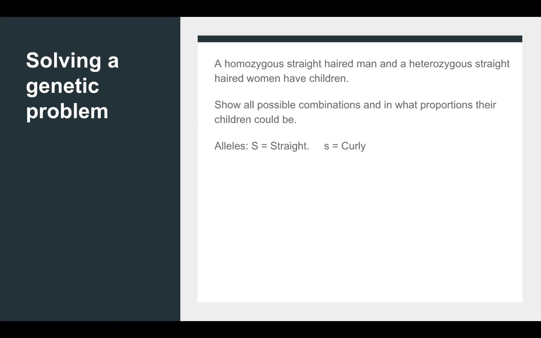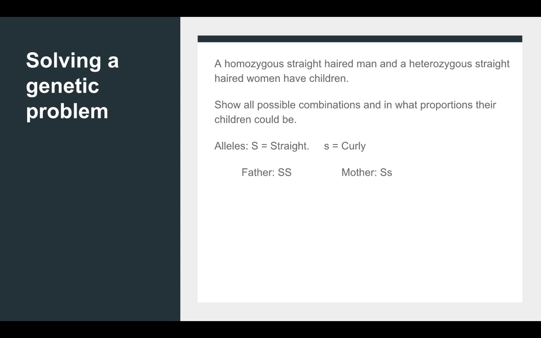Now, firstly, we're always going to write out what our alleles are and how we're going to represent them. So, capital S equals straight, and again, small s equals curly. And next we want to know, what are the combinations of genes that the parents have? Now, we're told that the father is homozygous and has straight hair. Therefore, he has two of the same gene, or the same allele, I should more correctly say, that produces straight hair. We're told that the mother is heterozygous, so she must have one of each allele. So she is capital S and small s.